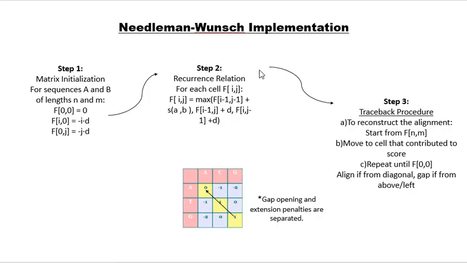How to implement the Needleman-Wunsch algorithm? First, matrix initialization for sequence A and sequence B. Then the recurrence relation, how the score is computed for each cell from the up, horizontal and diagonal cells. There are three recurrence formulas for how to put the score in each cell. Then the traceback procedure: to construct the alignment, start from F(N,M), move to the cell that contributed to the score, and repeat until F(0,0). Align if it is the diagonal, gap if it is above or to the left, and gap opening and gap extension penalties are separated.